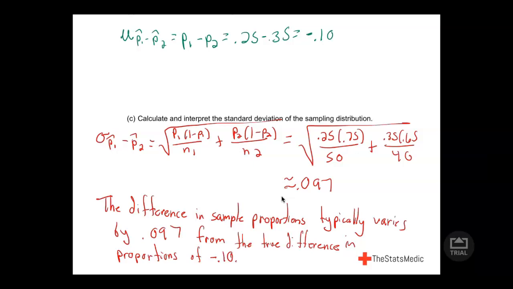Okay, so there you have it. That is how we take a look at shape, center, and spread of sampling distributions of difference in proportions. Again, if you struggled with that first problem about how to set all that up with the null hypothesis, that's where we are going, and we will continue to work on that in days ahead.